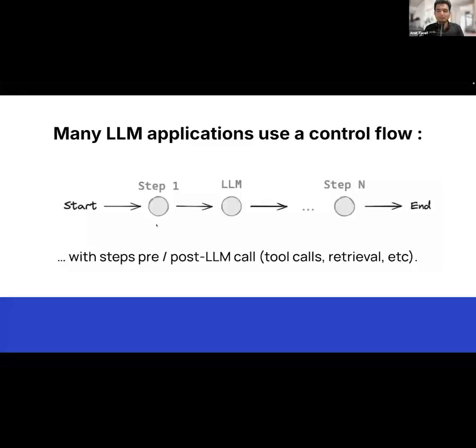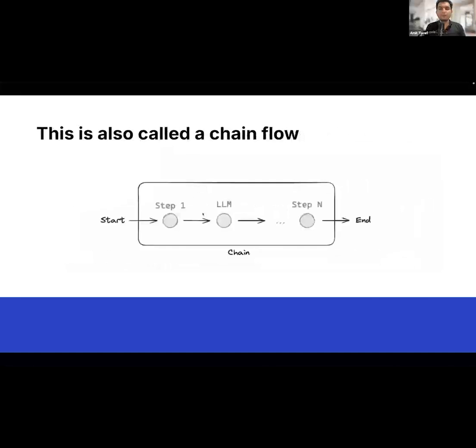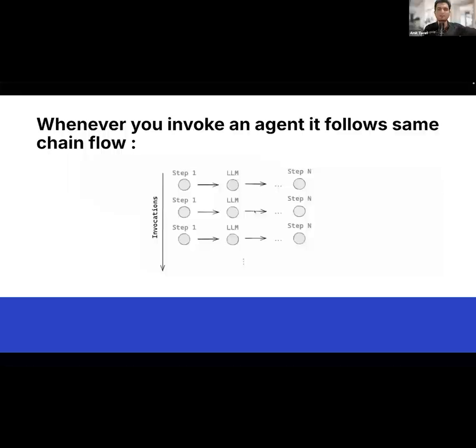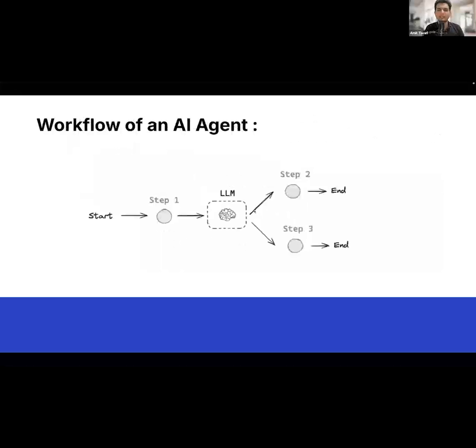So it follows some steps which are pre or post these LLM calls. There are some tool calls. Let's say that ChatGPT will call a PDF writer to convert whatever text it has written to PDF and then give it to you for download. But there is no decision making involved in this. This is also called a chain flow. You can add some decision making in this chain flow, but the best kind of AI agent is when it follows certain steps or flows by taking a decision.